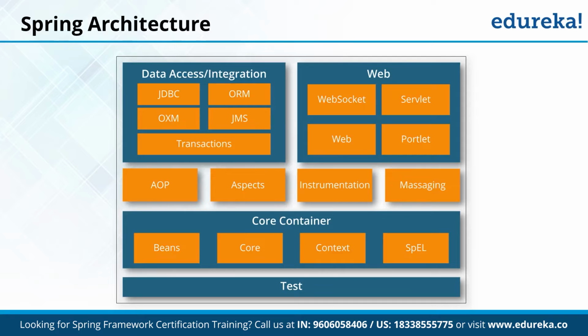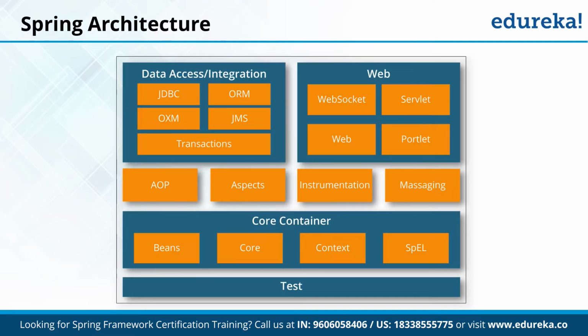On top of the core container, we got AOP, aspects, instrumentation, and messaging. AOP is basically aspect oriented programming. With aspect oriented programming, we try to focus on cross-cutting concerns. So what is meant by the term cross-cutting concern? A cross-cutting concern is a concern such as security. Security has to be taken care of in all the modules whenever you are writing the project, right? So aspect oriented programming helps us in implementing the cross-cutting concerns.